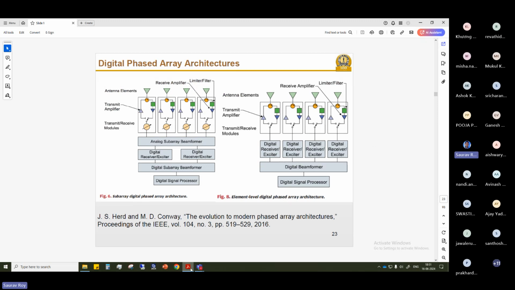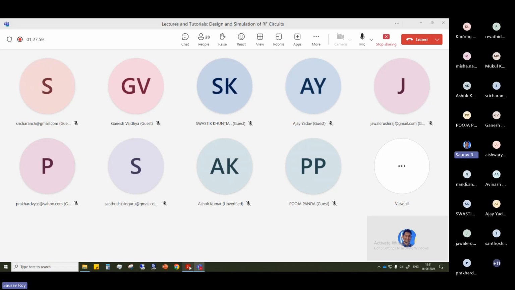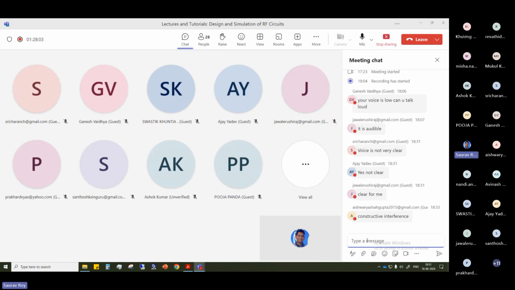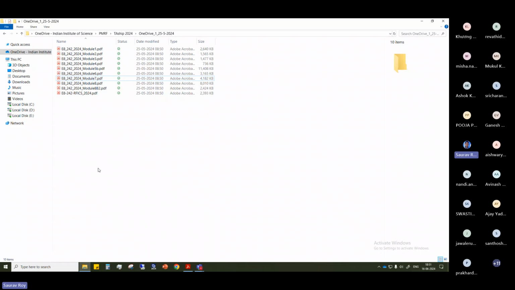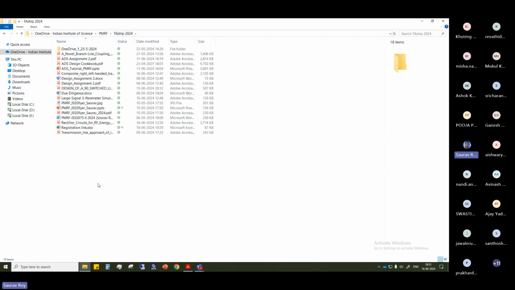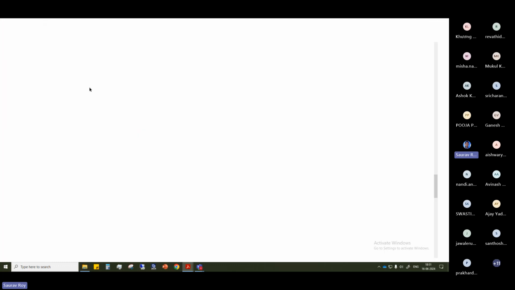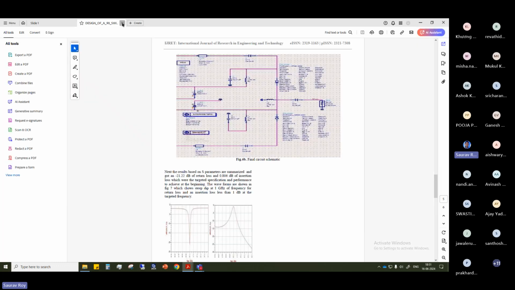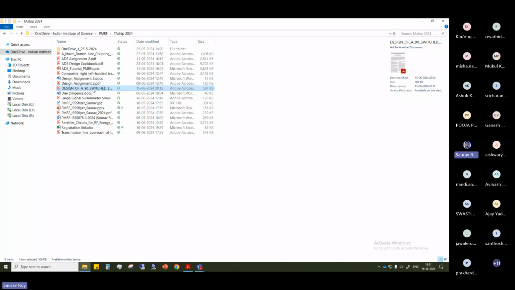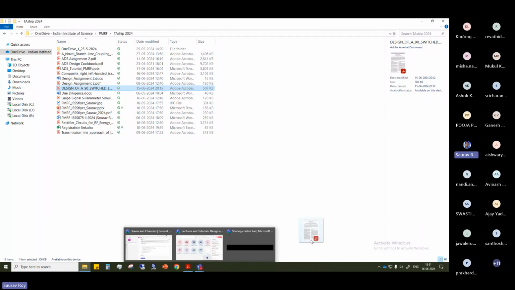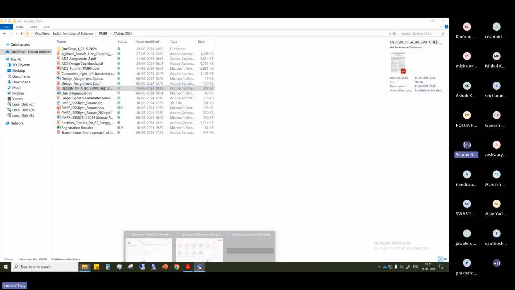Before moving on, I almost forgot, I told you I will give you one reference for the phased array SPDT switch implementation. I found a paper. You can implement this in ADS. So this was it, I suppose. It shows the ADS implementation also. So you can just look into this.